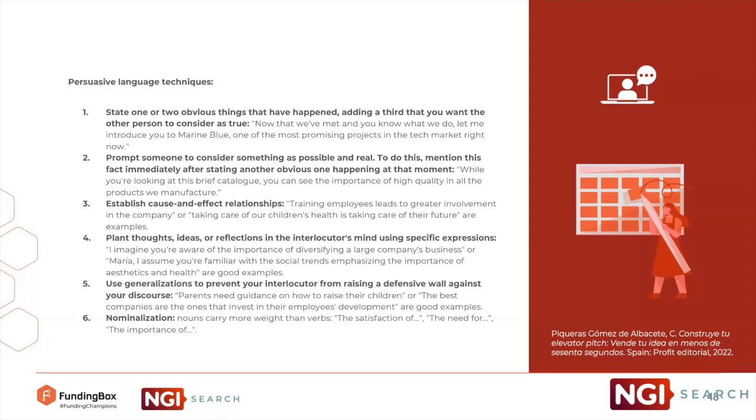Second, prompt someone to consider something as possible and real. To do this, mention this fact immediately after stating another obvious one happening at that moment. For example, while you're looking at this brief catalog, you can see the importance of high quality in all the products we make. Third, establish cause and effect relationships. For instance, taking care of our children's health is taking care of their future.